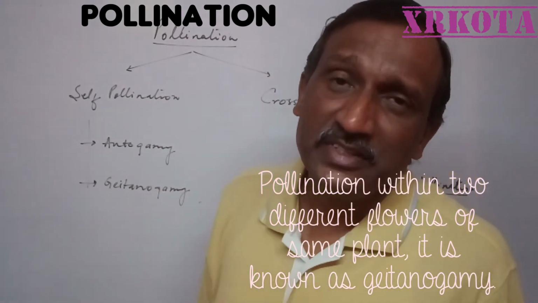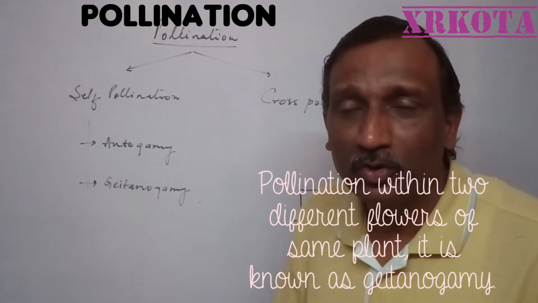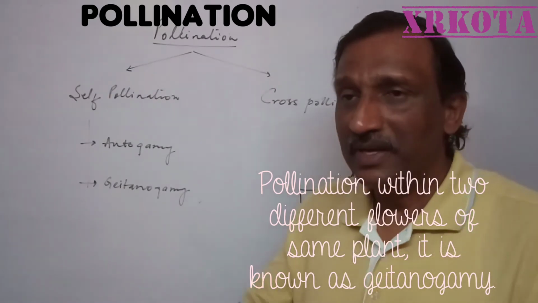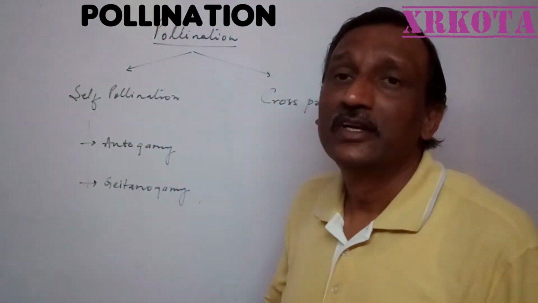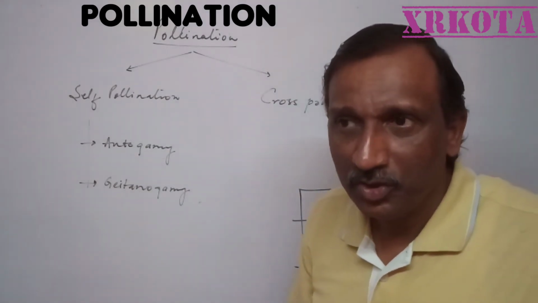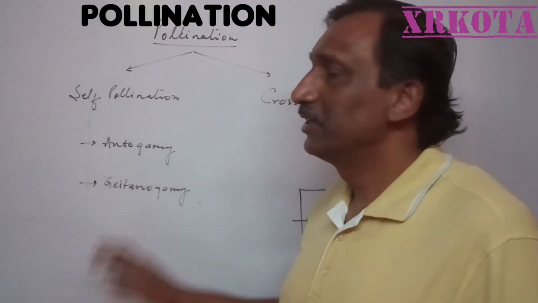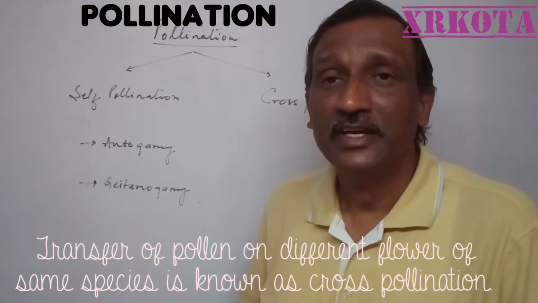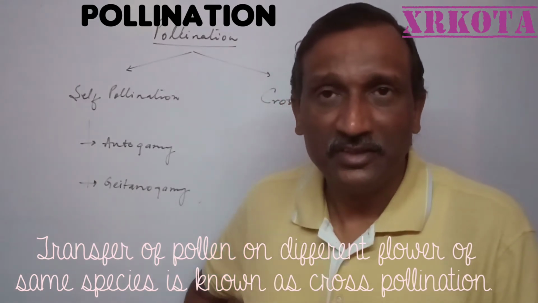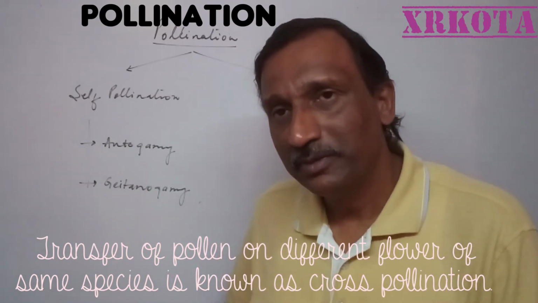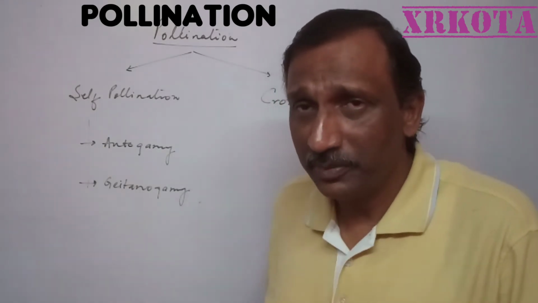GEITONOGAMY is the second case in which self-pollination is taking place, but not within the same flower, but between two different flowers of the same plant. A flower is lying here, the second flower is lying somewhere down in the same plant. Pollen from here is transferred down, then it is called GEITONOGAMY. And GEITONOGAMY will definitely require some external agent, maybe biotic or abiotic. And the third one is cross-pollination, in which the pollen grains are transferred from the flower of one plant to the flower of another plant, but of the same species. That is called cross-pollination. So that is all about pollination.